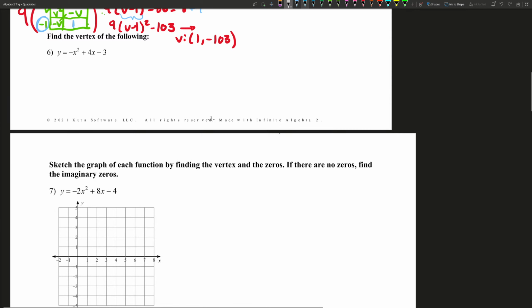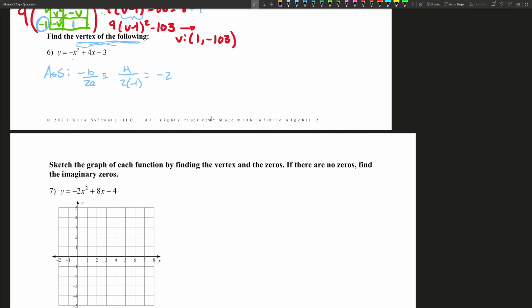Next, question 6 says to find the vertex of the following. We need to get the vertex from standard form, negative x squared plus 4x minus 3. First we need to get the axis of symmetry, which is negative b over 2a. Then we just plug in stuff. So b is 4, a is -1. We get 4 over 2 times -1, which is altogether -2.